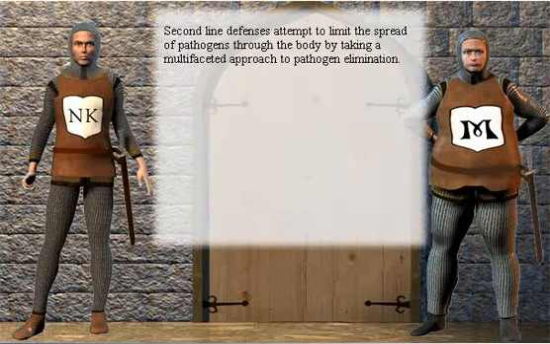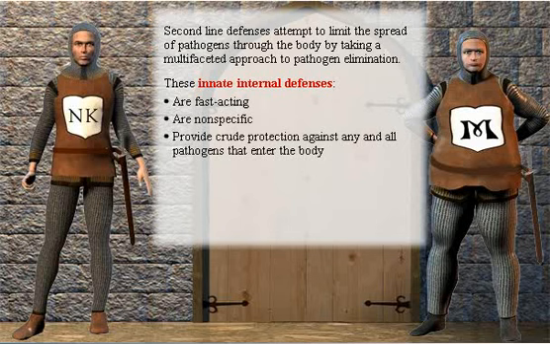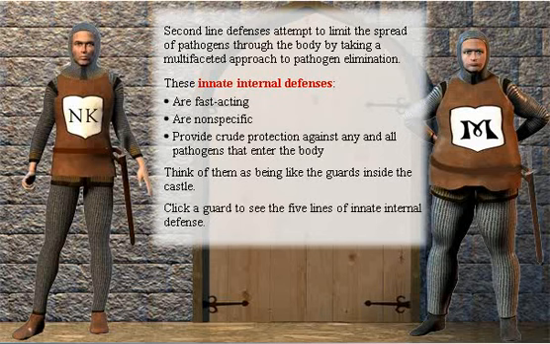The second line of defense comes into play when a pathogen has penetrated the surface barriers and entered the body. Second-line defenses attempt to limit the spread of pathogens through the body by taking a multifaceted approach to pathogen elimination. Although these innate internal defenses are fast-acting, they are nonspecific and provide only a kind of crude protection against any and all pathogens that enter the body. Think of them as being like the guards inside the castle. Click a guard to see the five lines of innate internal defense.